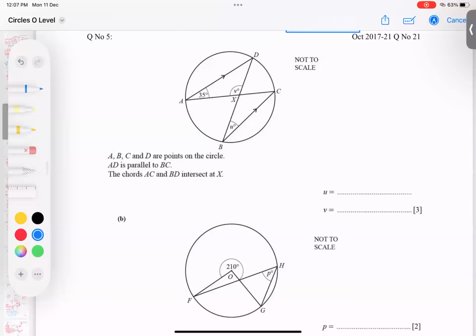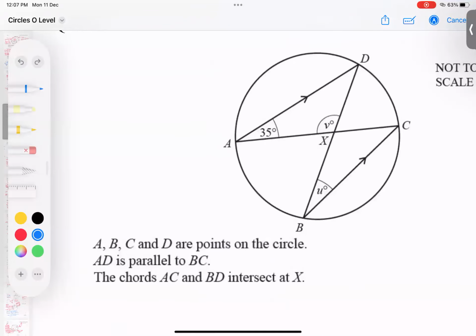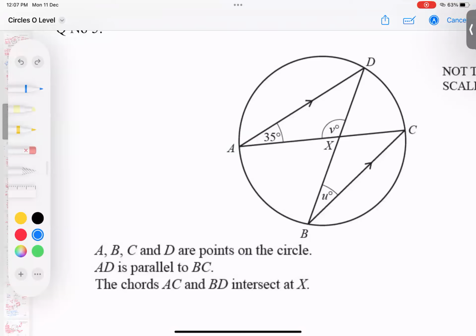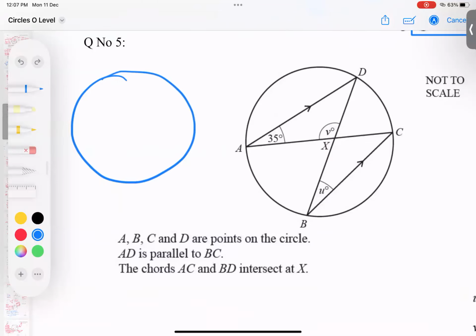Bismillah ar-Rahman ar-Rahim. This is a question, October 2021 variant, question number 21. In this question, what is the target? We have to find two unknown constants, two unknown values, one v and one u. First of all, you know this property, we have done it many times. I repeat this property again.